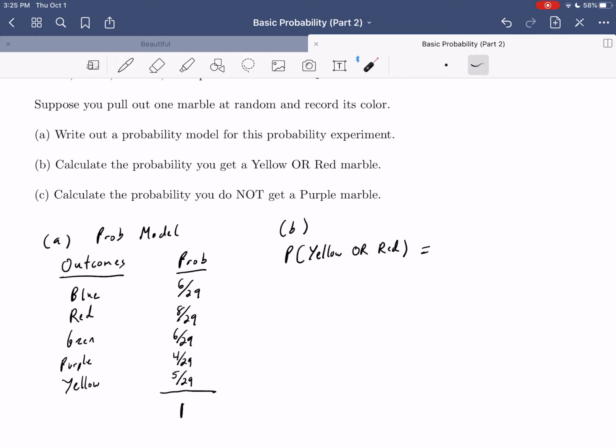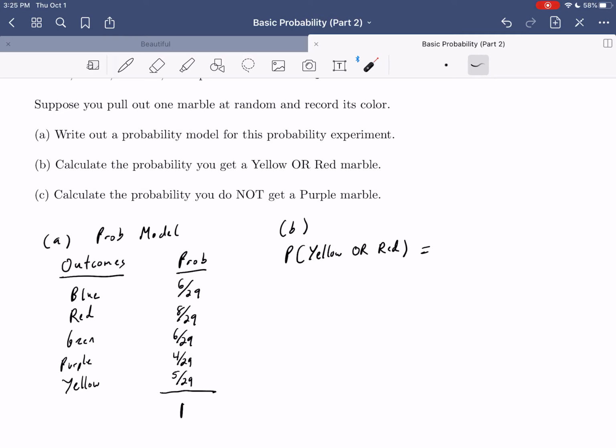Okay, so the event that we're looking for is that the marble comes out yellow or it's red. We don't care which one, as long as it's either yellow or red here. So, as we've seen several times in our class thus far, this OR generally indicates that we should be adding together, because we don't care if it's yellow or red.